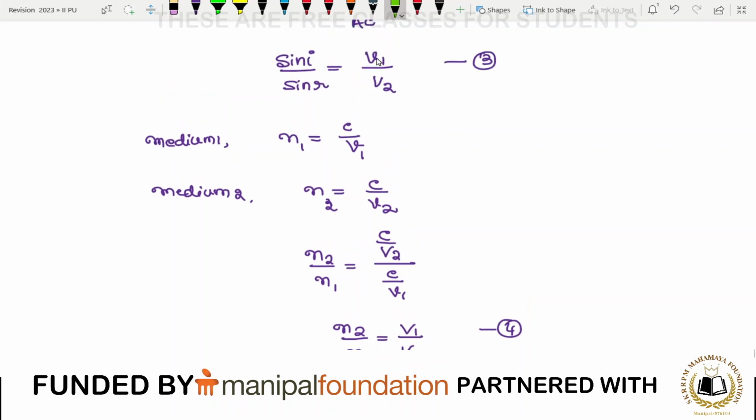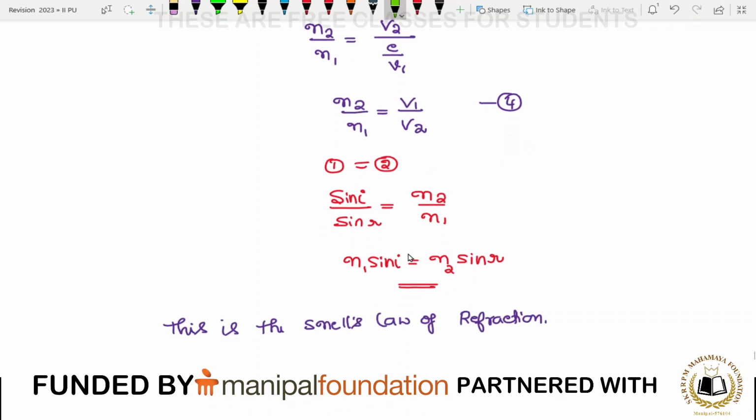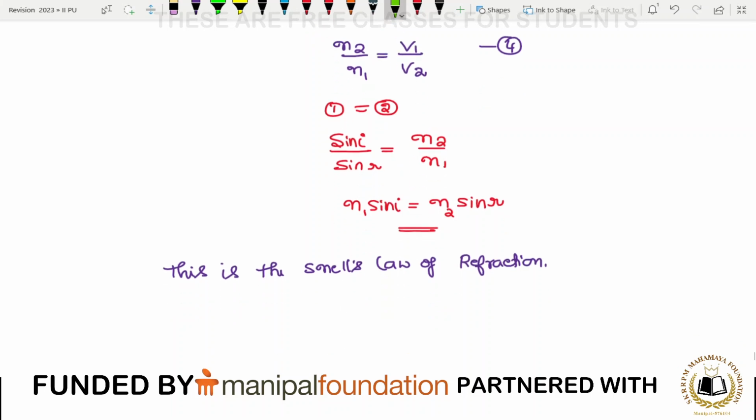So v1 by v2 equals what here? sin i by sin r. So sin i by sin r equals n2 by n1. That is n1 sin i equals n2 sin r, cross multiply. The refractive index of the medium times the sine of the angle in that medium remains constant. n1 sin i equals n2 sin r. This is Snell's law of refraction, or laws of refraction.